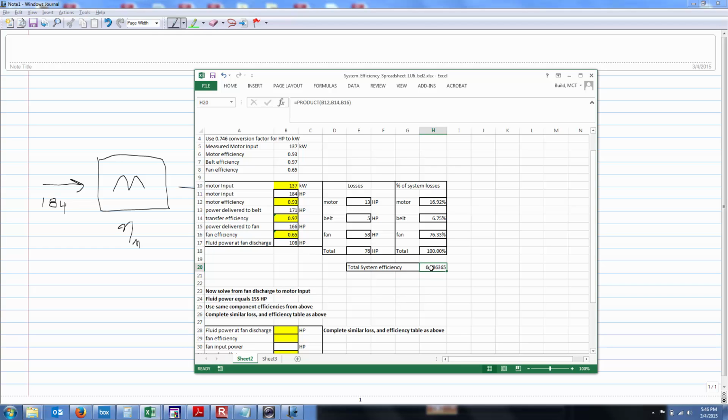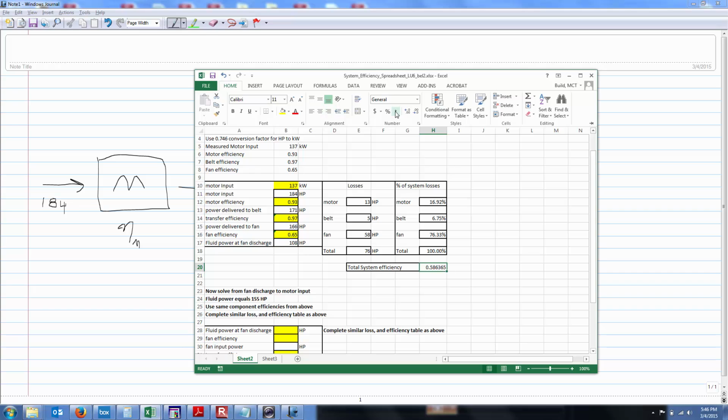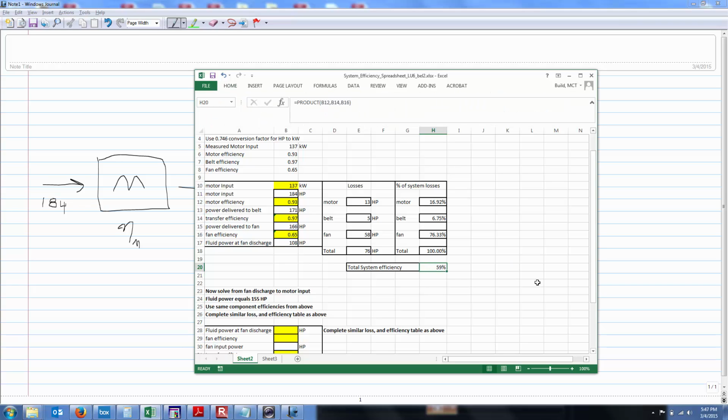So I'm coming up with, where's that little button? You got like a percent. Check that out, cool. So the total system is only that efficient. Now, we'll double check that. I'll just say equals losses divided by input. Oh, I did that backwards, didn't I? Yeah.